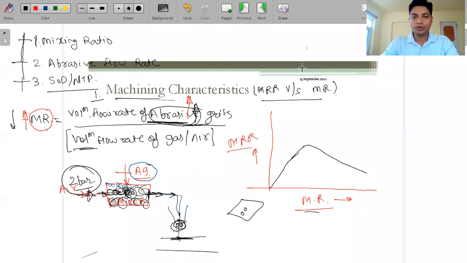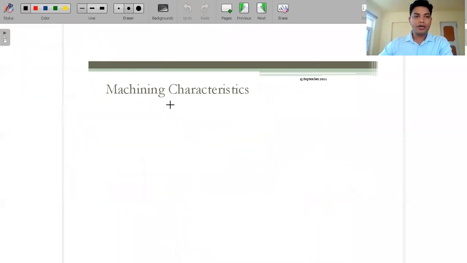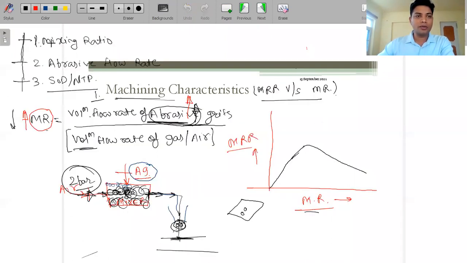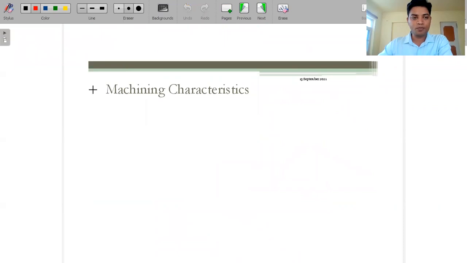Okay, no doubt. Let's move to the next one. The first one was based on the mixing ratio, the second is based on the abrasive flow rate. Here also we are defining the mixing ratio by the volume flow rate of the abrasive grits and the volume flow rate of the gas. The volume flow rate of the abrasive grits is only the abrasive flow rate. So it will be the same kind of relationship. The second machining characteristic is the material removal rate versus the abrasive flow rate.